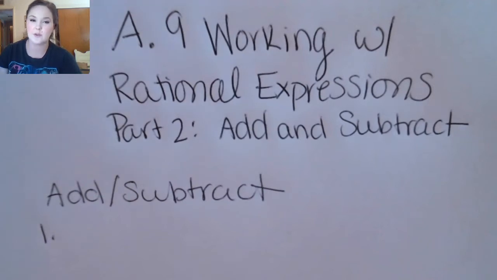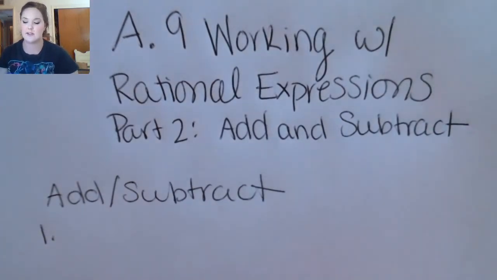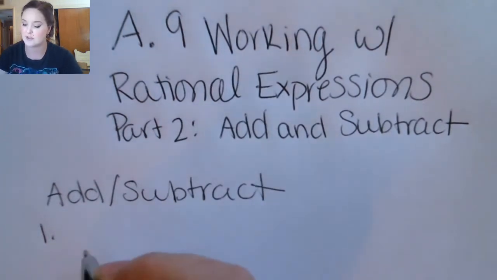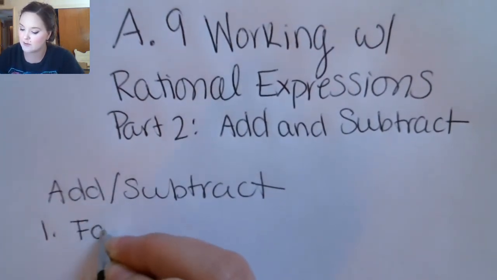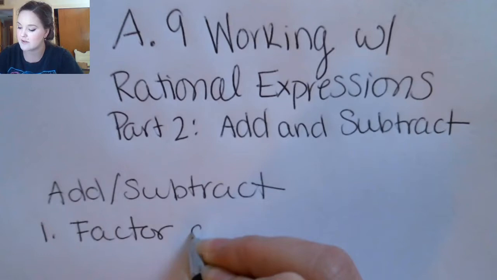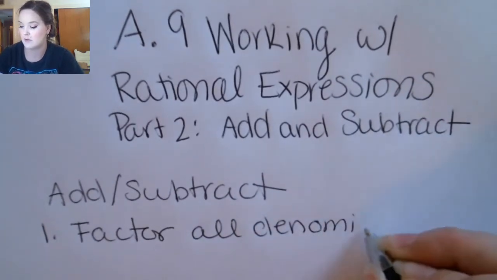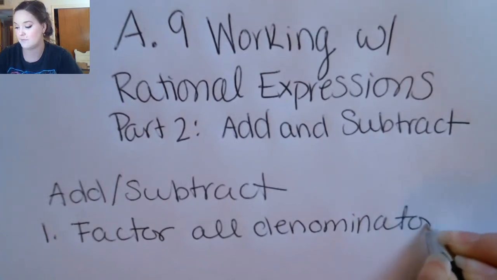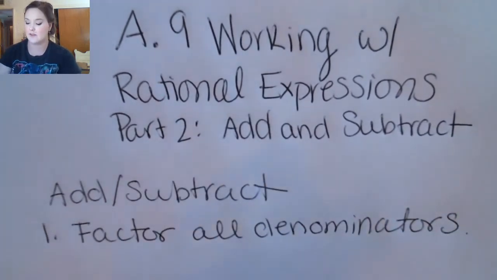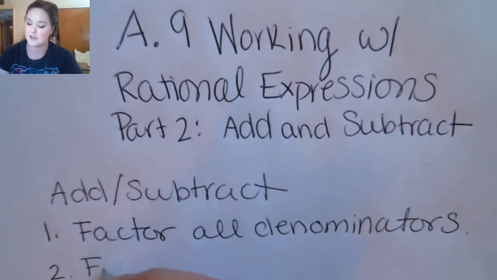So the first thing you really want to do is find the lowest common denominator, right? That's what you would do with numerical fractions, but to do that, what we're going to do is factor all the denominators. And then that's going to help us find the LCD.